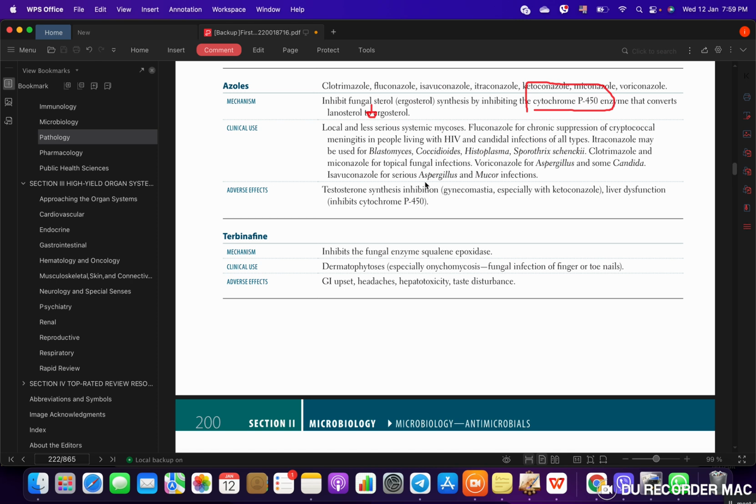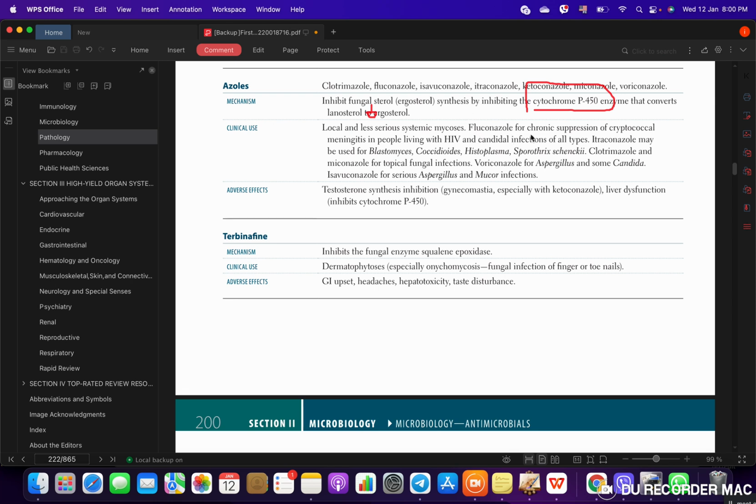As a side effect, obviously, since it inhibits the cytochrome P450 of the fungus, it can inhibit it in the human being, okay? The uses are local and less serious systemic mycosis. For local infections like dermatophytes, we can use azoles. In case of systemic mycosis, we can use azoles as well. Okay.